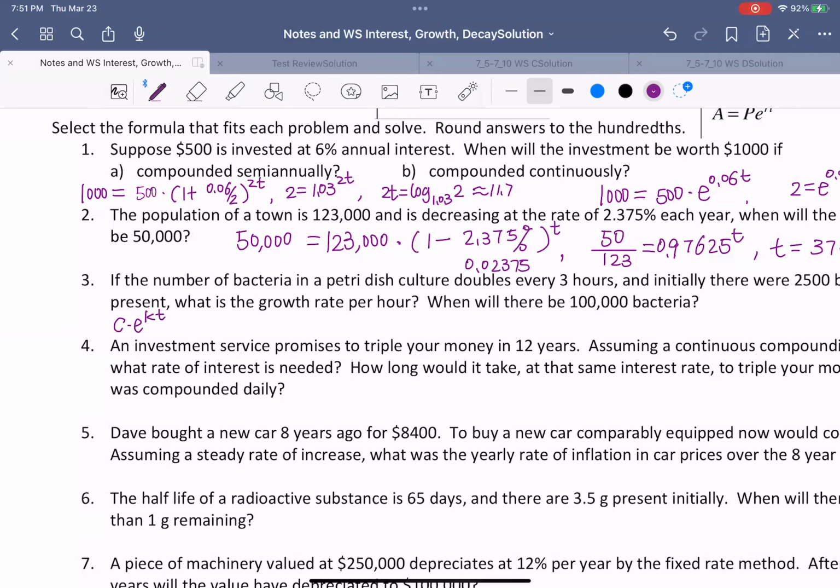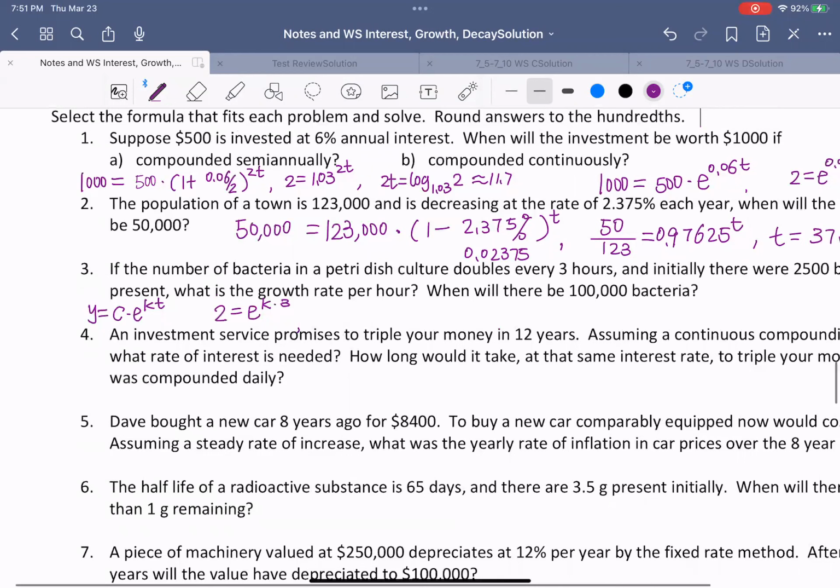And it says it doubles every 3 hours. So that means if y equals this, then y divided by C is 2. So you can say 2 equals e to the power of k times 3, because after 3 hours it gets doubled. Make sense? Mhm. And then we want to solve for k, right? Yes. So how do we solve this one? We want to take which log? Log base what?